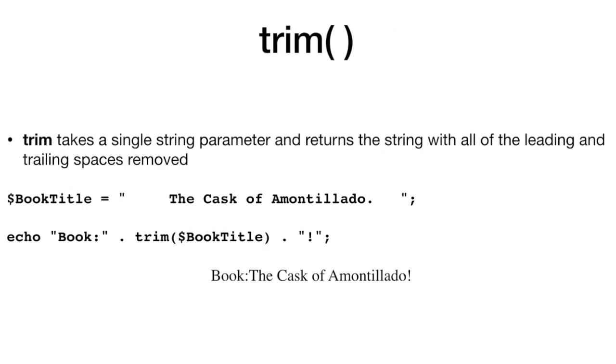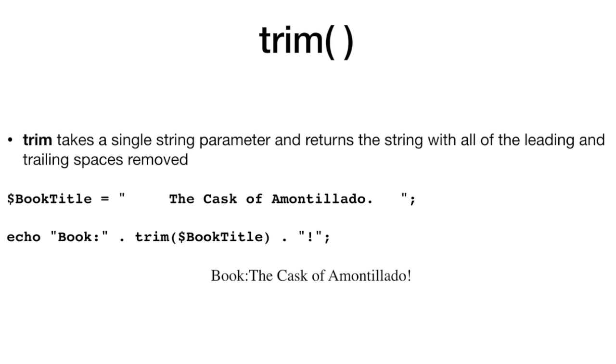Now, trim takes a single string parameter and returns the string with all of the leading spaces and trailing spaces removed. So if you get input from the user, for example, if you ask them for their name or their phone number or something, they might put in spaces before and after. God knows why, but they might do that. So you might use trim to deal with that, to remove the leading and trailing spaces. You could see why that would be handy.